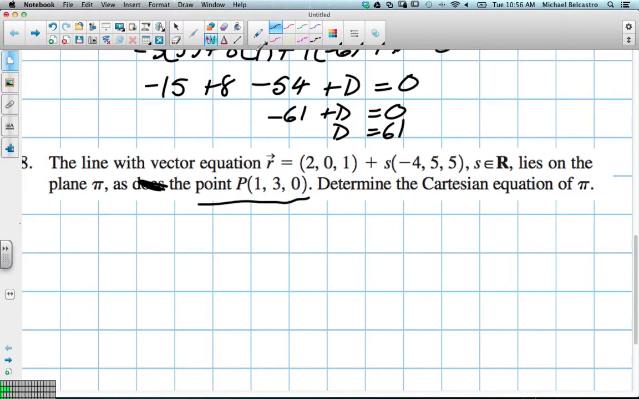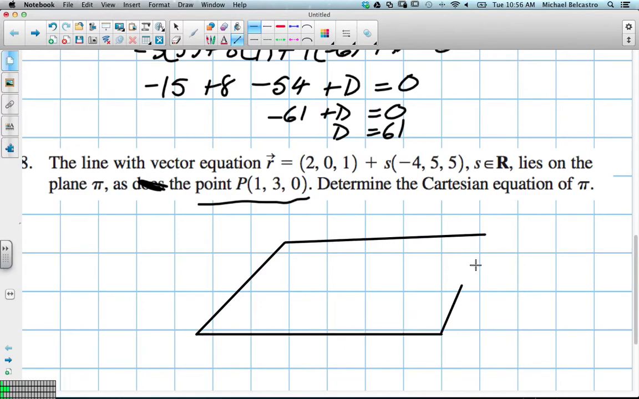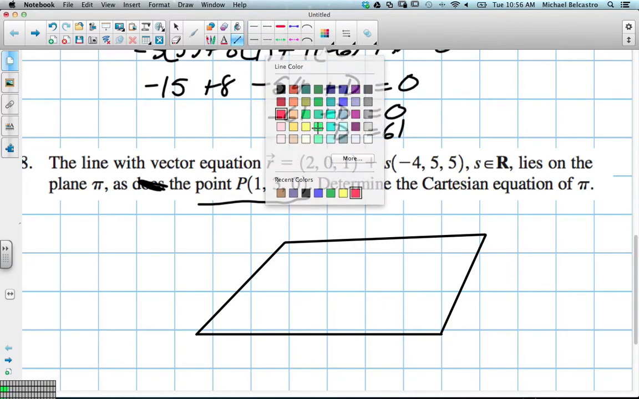Okay? So we're going to go through this idea that we have a plane, and this lovely looking parallelogram, which I didn't draw properly, is our plane. This plane is going to contain our line here.